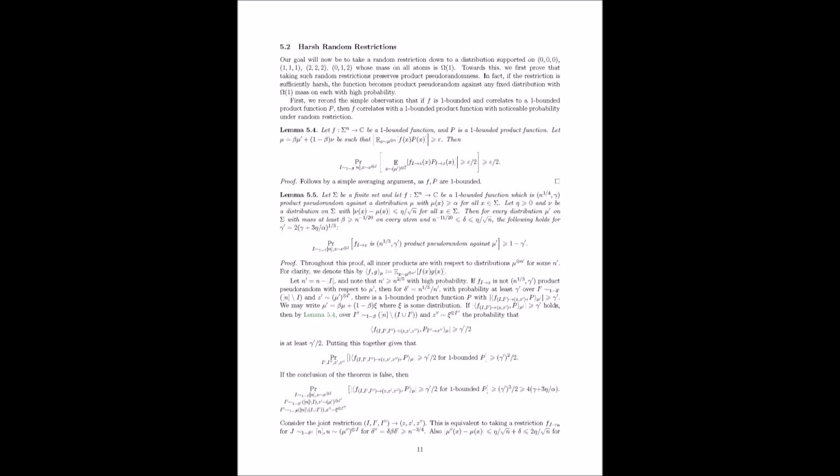Product pseudorandomness gives them control over how these disjoint products behave, which is essential for their density increment argument. For sure. And with that, they've set the stage for the most critical part of the proof. Yes, they have, which we'll tackle in the next section.